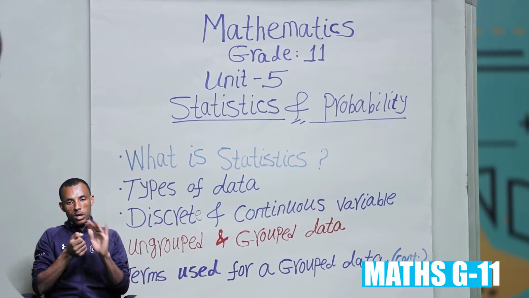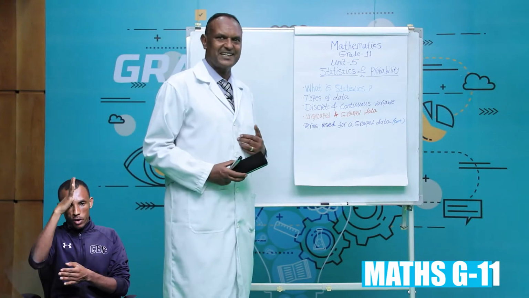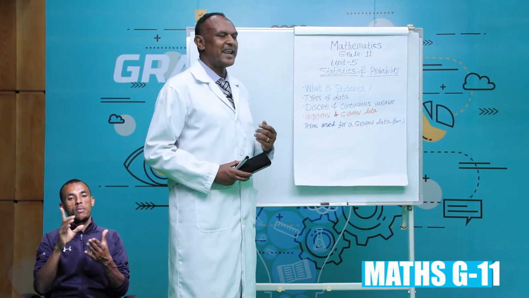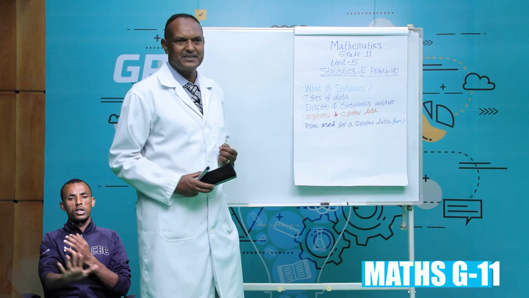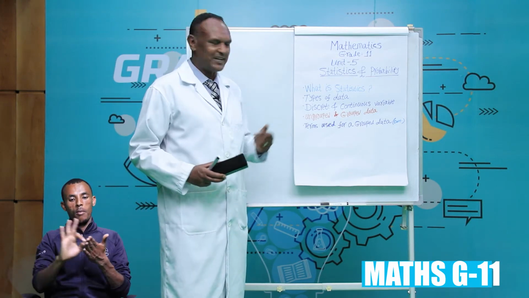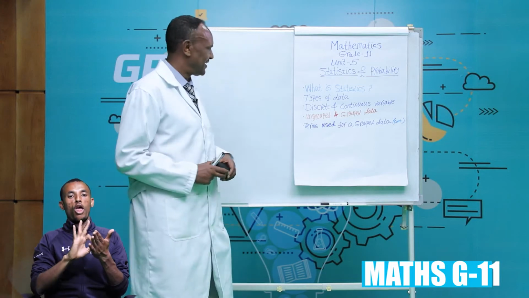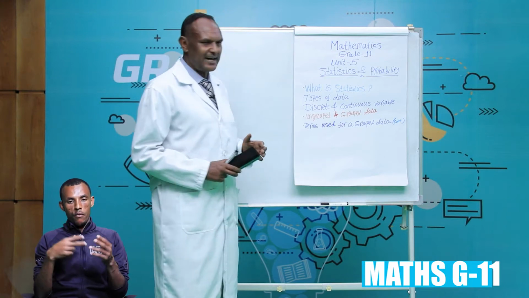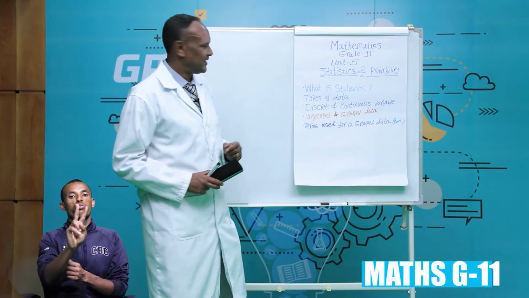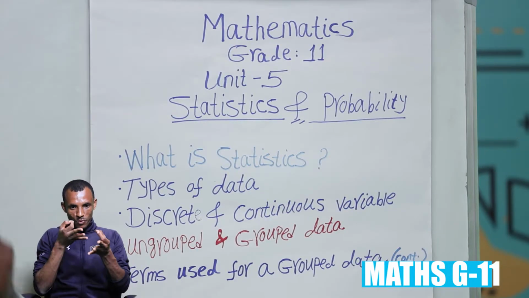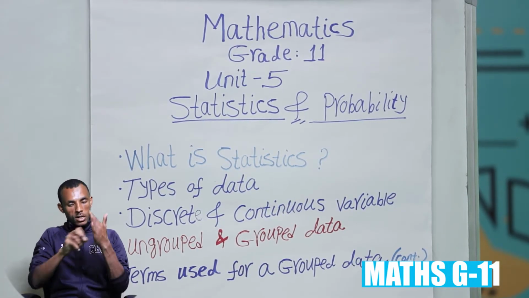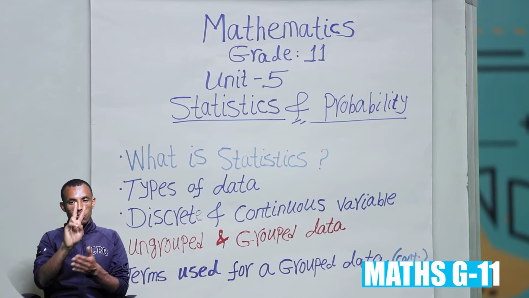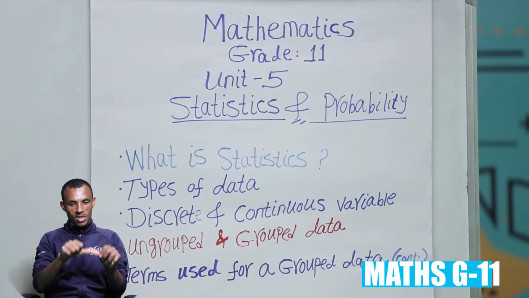For example, what is your father's occupation? If I ask this, I don't expect the result to be a number, so that is qualitative. When I ask you how many children are there in your home, you will give me a number, 1, 2, 3, 4, 5. That gives quantitative data. Quantitative data can again be classified into two. Discrete, where all the results are whole numbers. If the results are real numbers between two numbers, we call it continuous data or continuous variable.